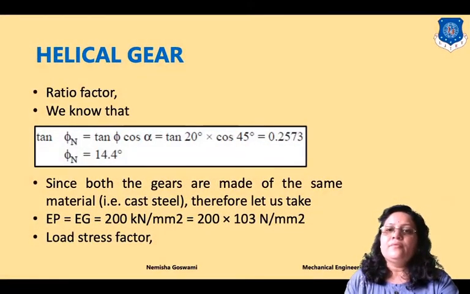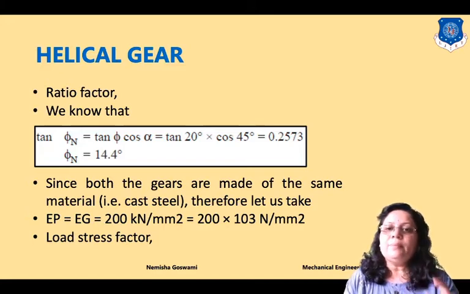Next step is, what is the ratio factor? So first of all, to find the ratio factor, we have to find out the pressure angle in the normal plane. The pressure angle is denoted by phi, but the pressure angle in the normal plane is denoted by phi n. So tan phi n is equal to tan phi multiplied by cos alpha. This is again a standard equation. You have to remember this equation.